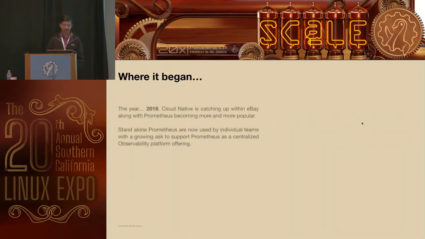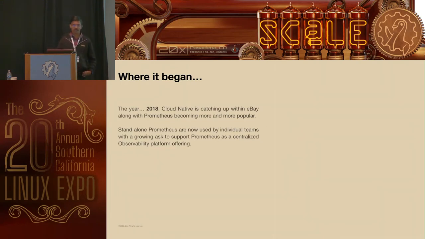So where did it all begin? The year 2018, and cloud native is catching up inside of eBay, which means we have quite a few Kubernetes clusters that are running. There are a lot of teams actively using it. And Prometheus also is very popular by now, to the point where individual teams, instead of using the centralized observability platform at the time, they were more comfortable running Prometheus instances on their particular namespaces to do monitoring, scrape the endpoints that are there, build dashboards, and use the Prometheus Alert Manager to do alerting.